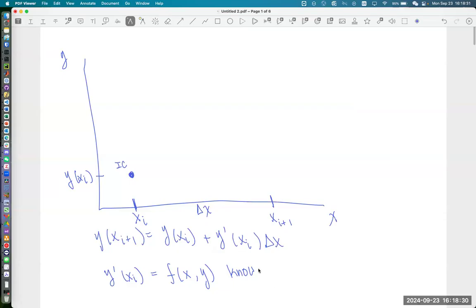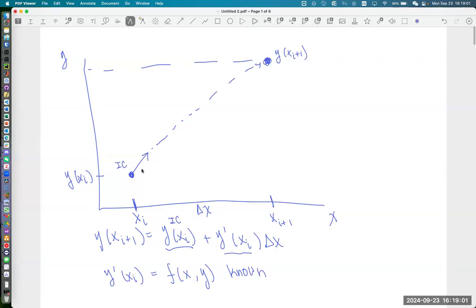So we can evaluate it at this point and then get a derivative. What the forward difference does is that we have the initial point, the IC, we have the derivative, the slope, and we'll just multiply by this interval so that we go from here to here. So this is our second point. So this is y of x I plus 1.